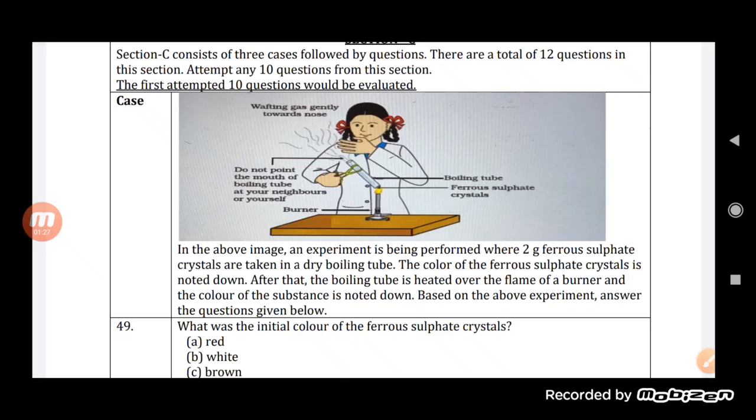So in the experiment we have taken the ferrous sulfate crystals, and when we heat them in a boiling tube, the color changes. We have to note down the color, and the boiling tube is heated over the flame of a burner, and the color of the substance is also noted down. Now as you can see here, the girl is trying to inhale the gas which is coming out, wafting the gas gently towards her nose. With the help of her hand she is trying to identify what kind of gas is evolving.